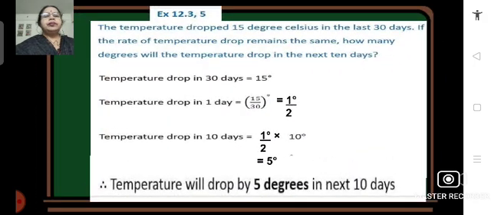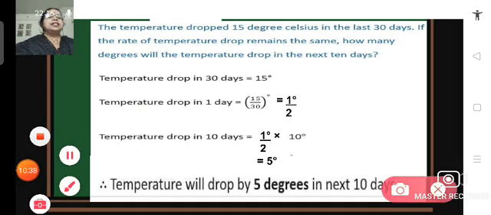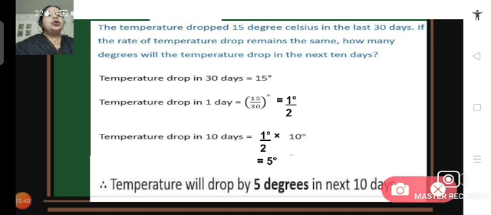Next problem. Problem number 5. The temperature dropped 15 degrees Celsius in the last 30 days. If the rate of temperature drop remains the same, how many degrees will the temperature drop in the next 10 days? So the temperature dropped 15 degrees Celsius in 30 days. What will be the temperature drop in the next 10 days?